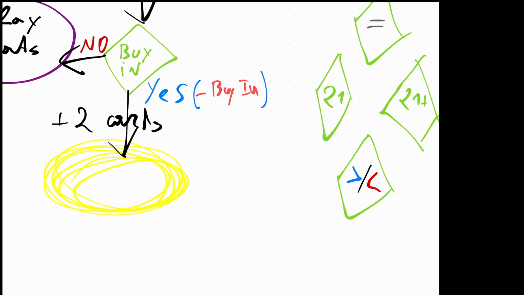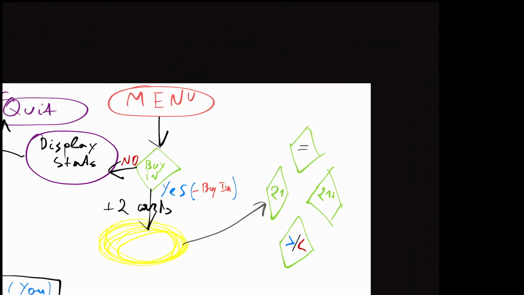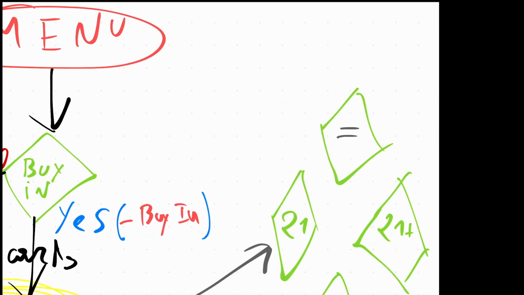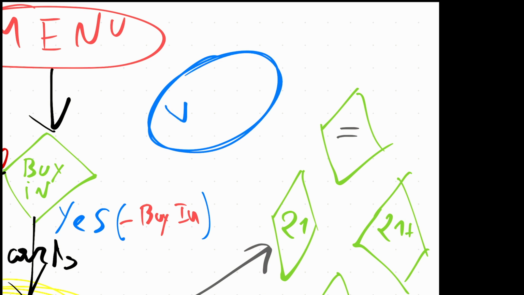So immediately from here we check for 21, and here I'm going to have win and loss, right? So win and loss.